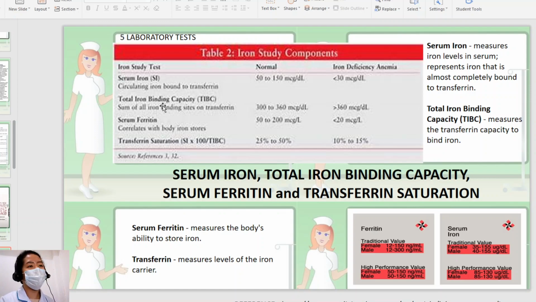Total iron binding capacity, 300 to 360 micrograms per deciliter. This measures the transferrin capacity to bind iron. Serum ferritin, 50 to 200 micrograms per liter. This measures the body's ability to store iron. Transferrin saturation, 25% to 50%. This measures the levels of iron carrier.